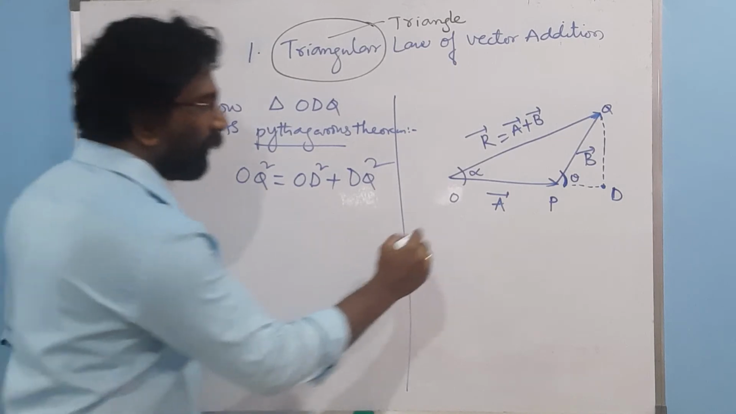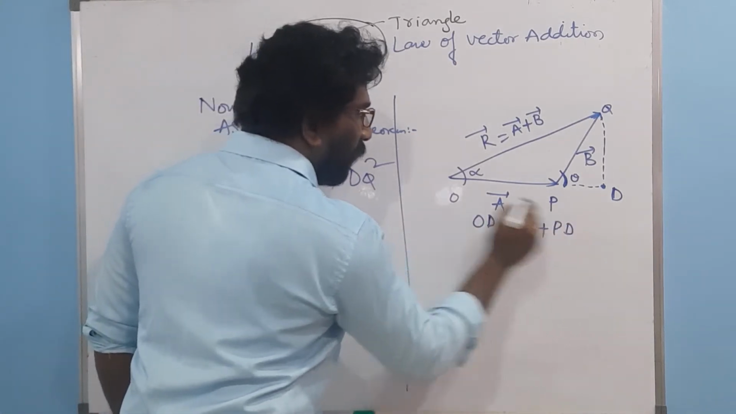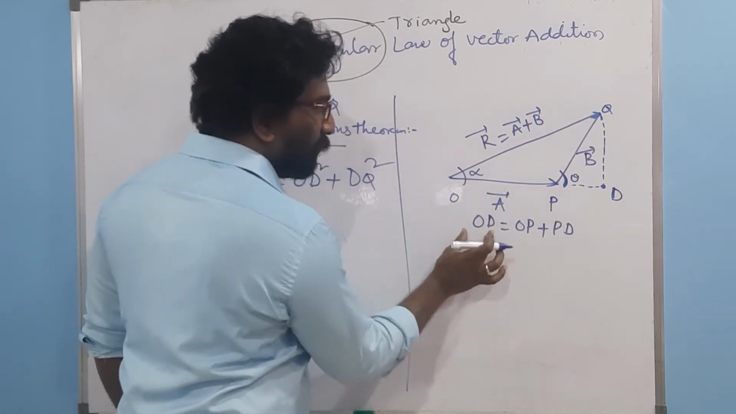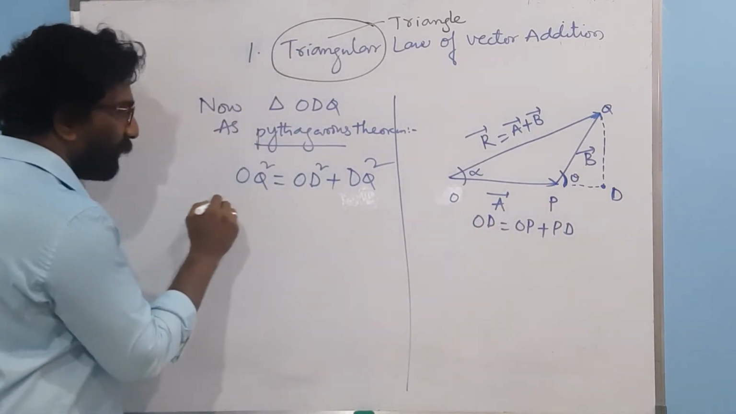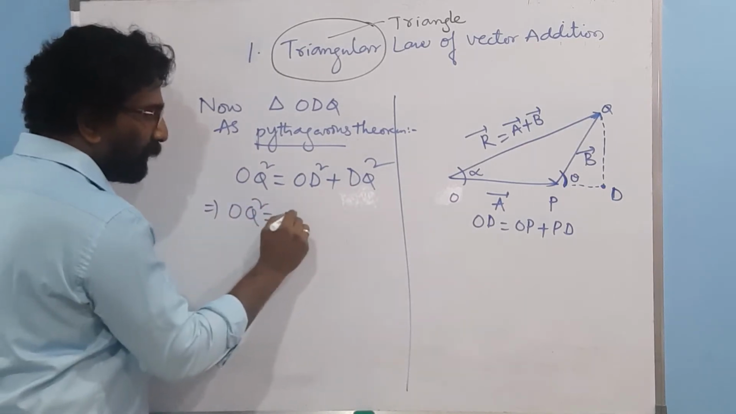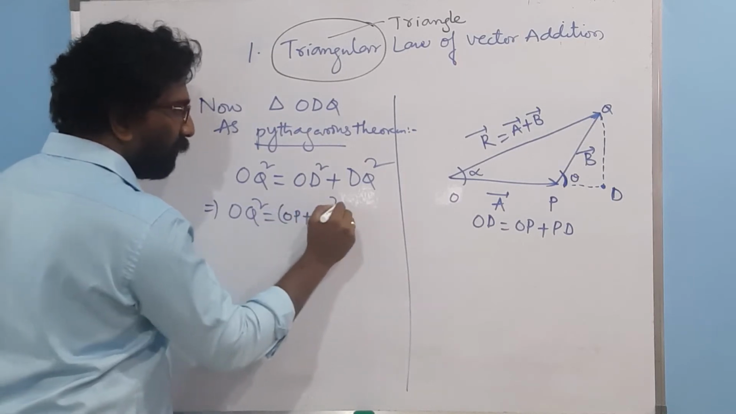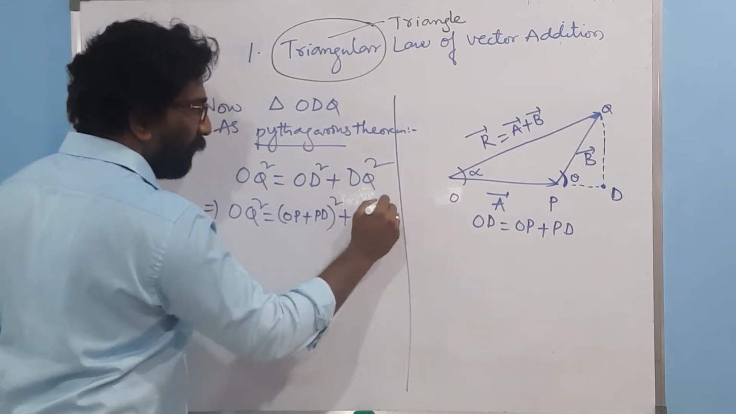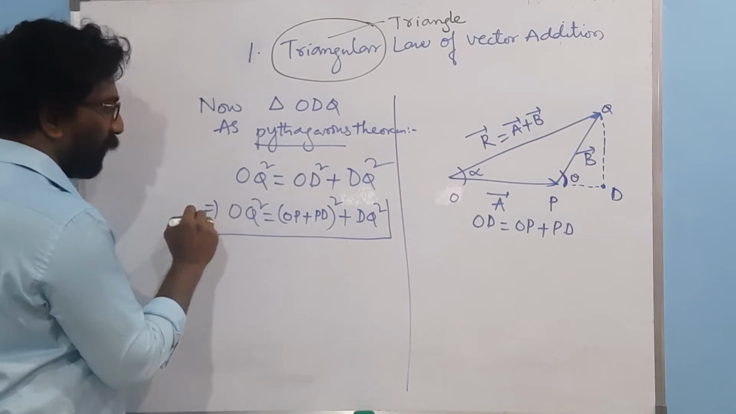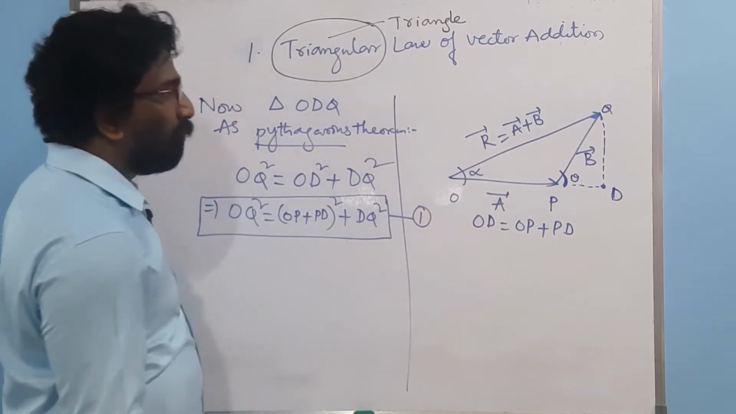Again, what is this OD? This OD is nothing else but OP plus PD. So I can write it as OQ square is equal to (OP plus PD) whole square plus DQ square. Let it be my equation number 1.